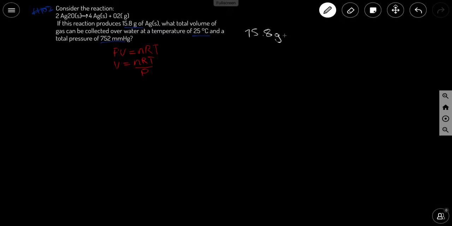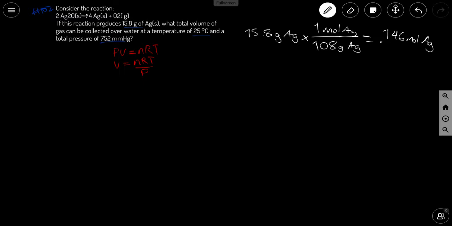15.8 grams of silver, and the molar mass of silver is 108, roughly. So that will give us 0.146 moles of silver. But we can't use this amount. We need to actually convert it to oxygen gas.